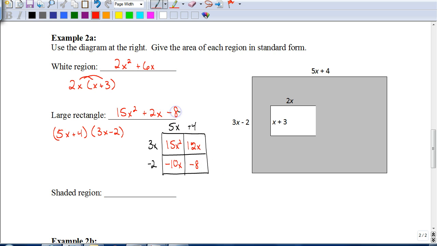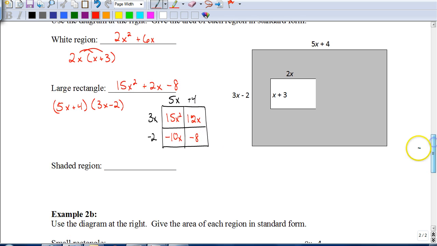And then minus 8. Now here's where it gets tricky. They want us to find the area of just the shaded region. Well, I want to take away from the large rectangle the area of the small rectangle.